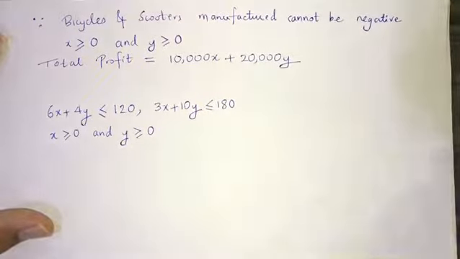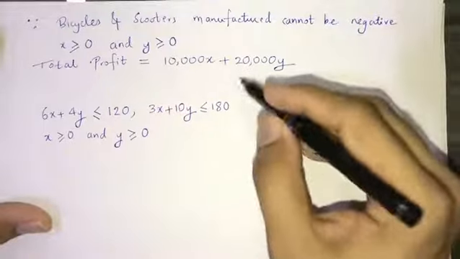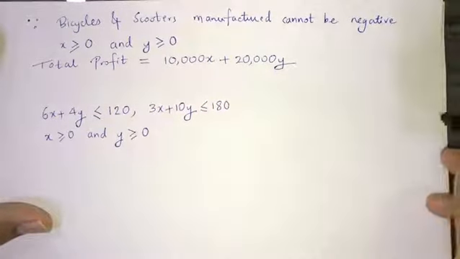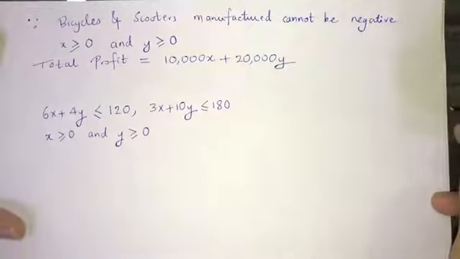And what we are going to do is maximize this profit. So what is the objective of this problem? The objective is to maximize the objective function, that is z equal to 10,000 x plus 20,000 y.